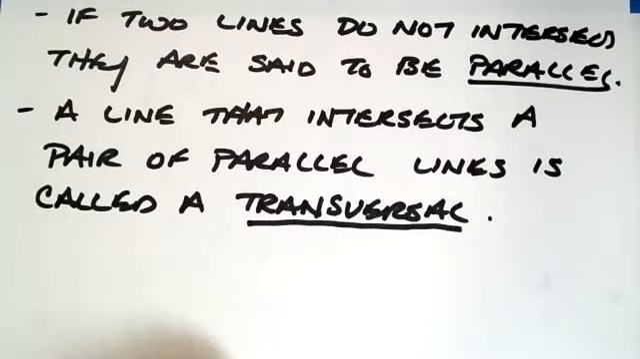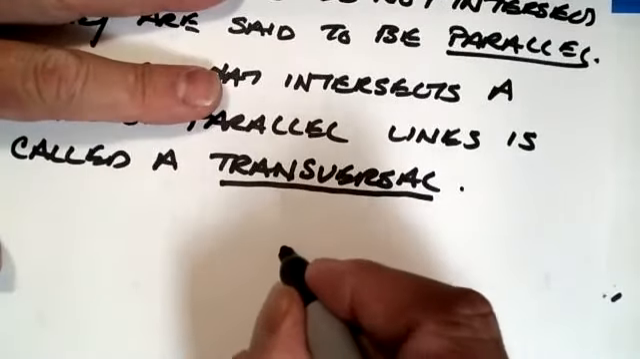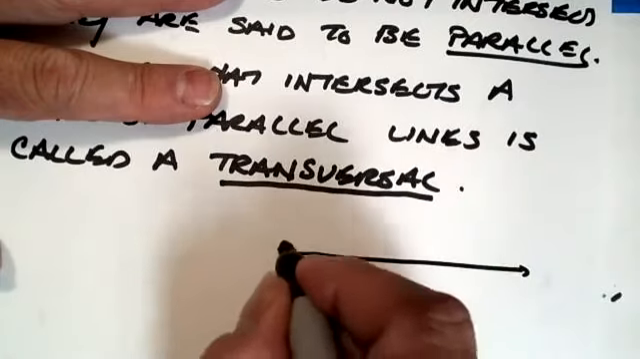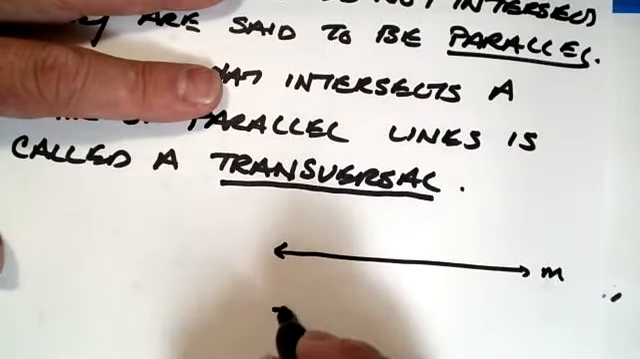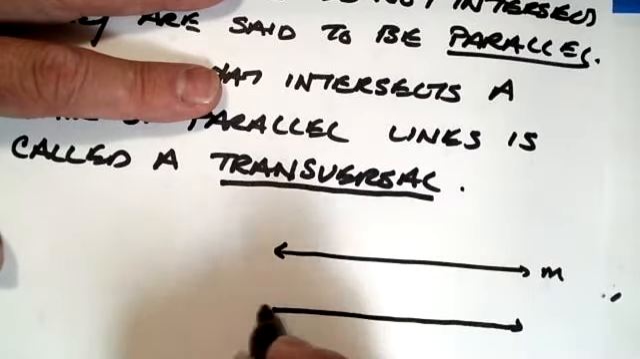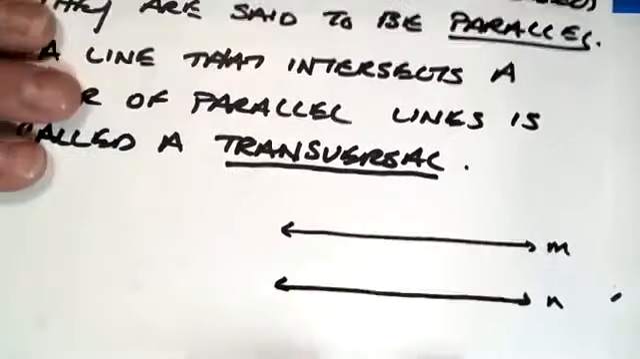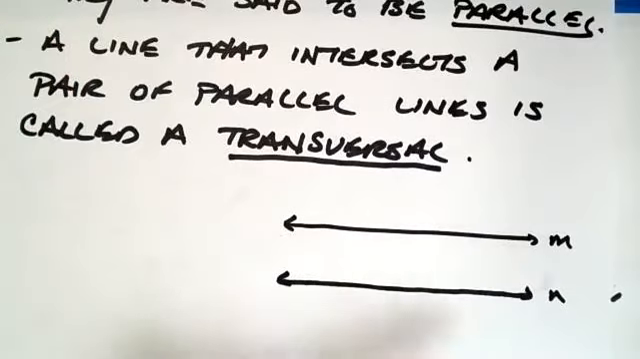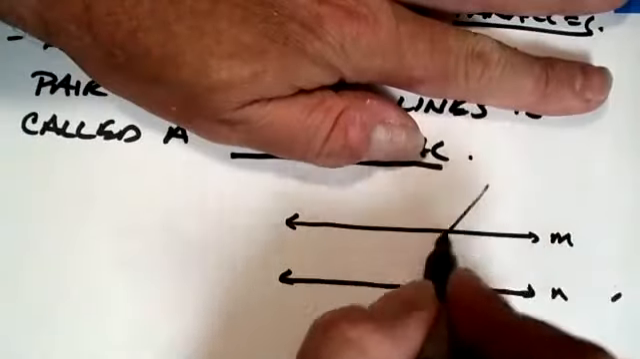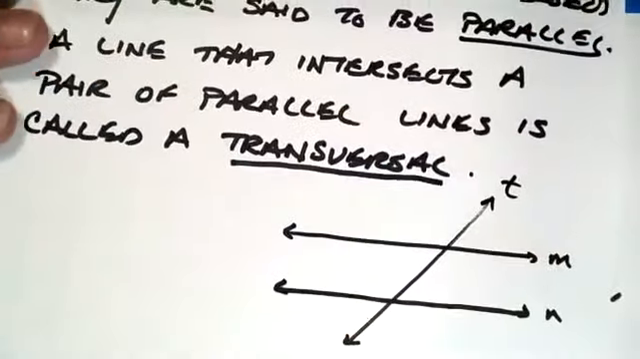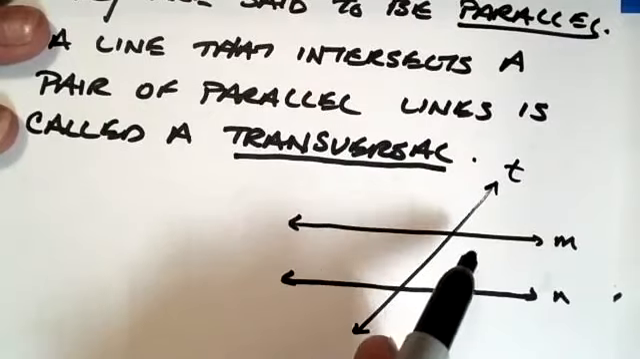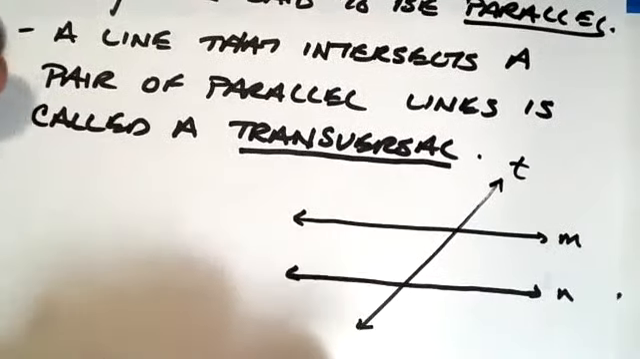But to give a picture of what I'm talking about, imagine here are our two lines. Let's call them line M and line N. This is a standard setup. You use lowercase letters for names of lines, uppercase letters for points. And this other line that comes through, maybe call it T for transversal, this is what we're talking about. We're talking about a transversal.